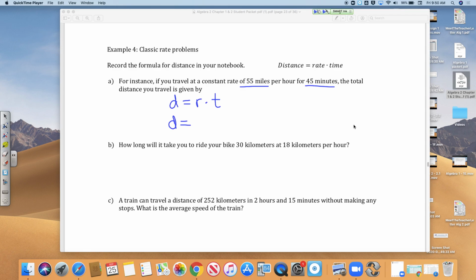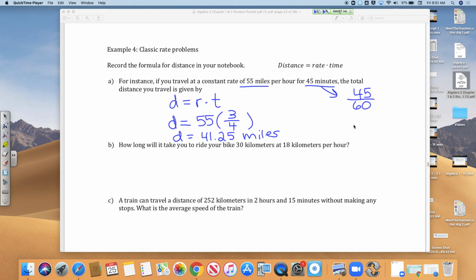We are given the rate. The rate is 55 miles per hour. We are given the time. The time is 45 minutes. But we cannot multiply by 45 because if our rate is in miles per hour, we need to change minutes to be hours. To do that, I know there's 45 minutes that we're looking to convert, and there's 60 minutes per hour. So I could use the fraction 45/60ths, which is the same thing as 3/4. So I could multiply 55 by 3/4, and that's going to end up being 41.25 miles.